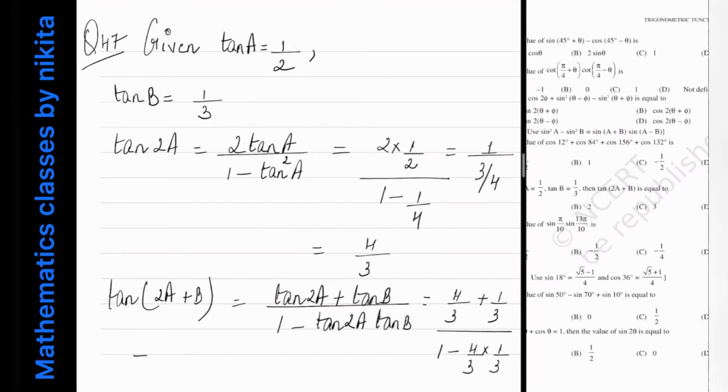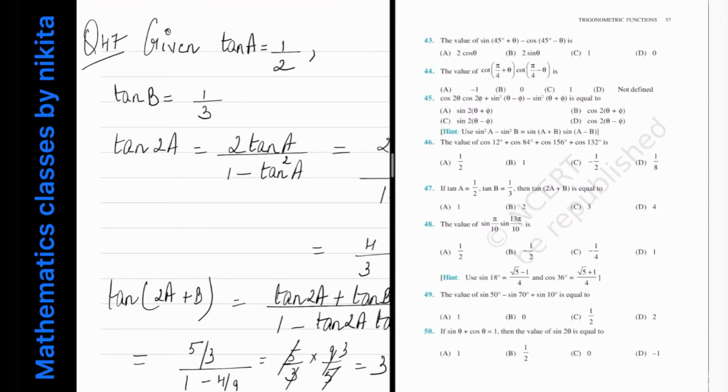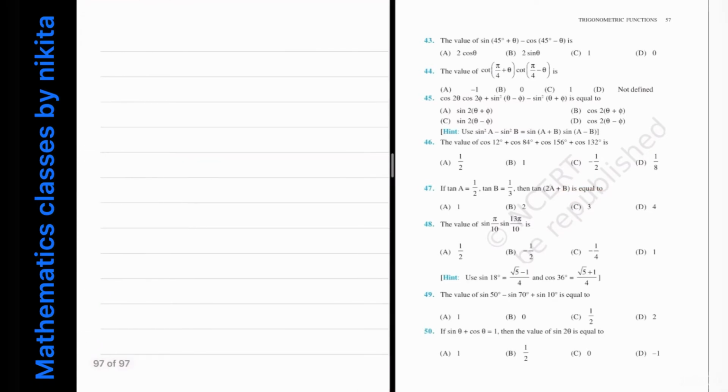So this will be equal to, so in the numerator you will get 5 by 3 divided by, so this will be equal to 1 minus 4 by 9, which will be equal to 5 by 3, and here in the denominator you will get 5 by 9. So this will become 9 by 5. So this cancels and this cancels. So the answer is 3. So let's see which option is there. So option number C. So C is the correct answer. So therefore my answer is option C.